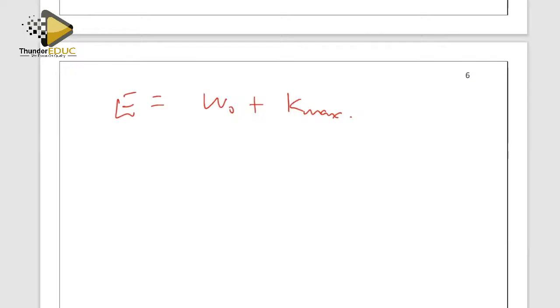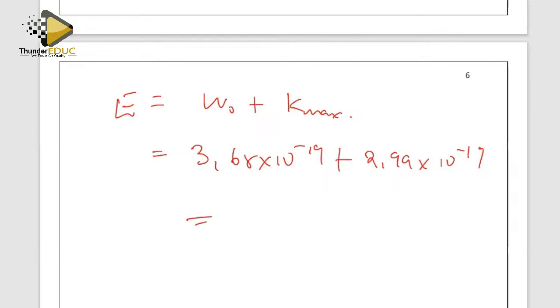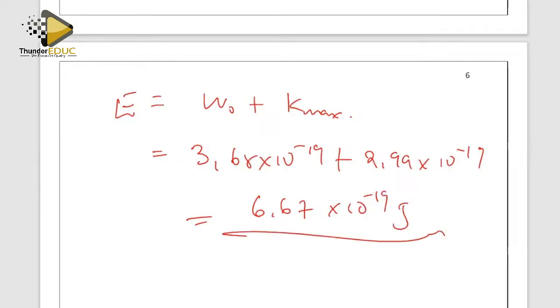Do we need the frequency? The frequency, that's going to take us some other time. So what I'm going to do, I'm just going to add the two values. So it's going to be 3.68 times 10 to the negative 19 plus my EK max, which is 2.99 times 10 to the negative 19. So 3.68 plus 2.99 gives me 6.67 times 10 to the negative 19 joules. So that's what I'm getting then.